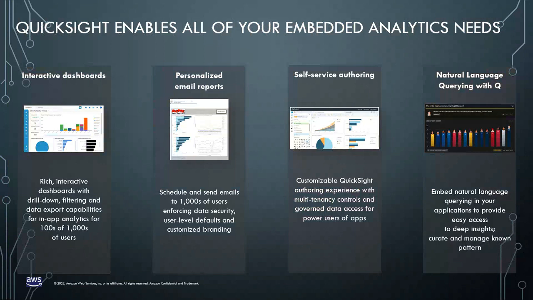Earlier in the slide, I talked about how you can enable self-service monetization opportunities. Self-service authoring is one capability that you can do where you can embed the authoring experience. Authoring experience in QuickSight means that you are building dashboards. So you can embed the authoring experience into your SaaS applications for your end users, and you can enable this only for power users, and you can take this as an opportunity to monetize.